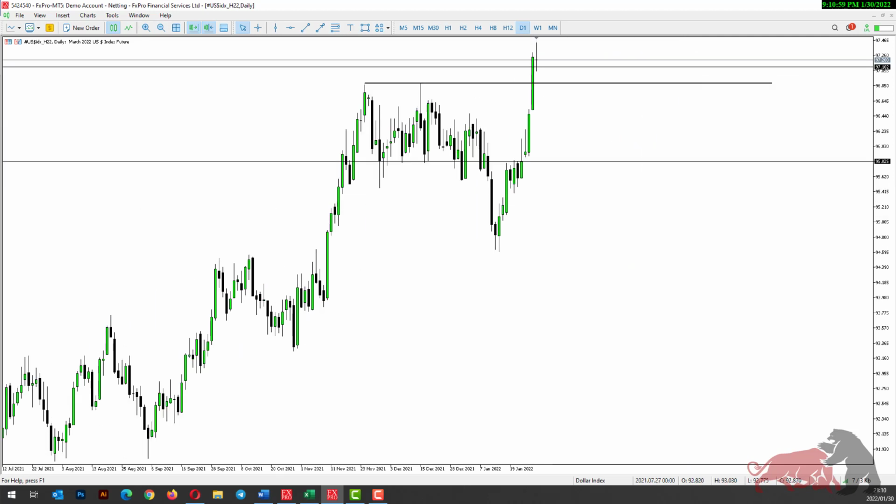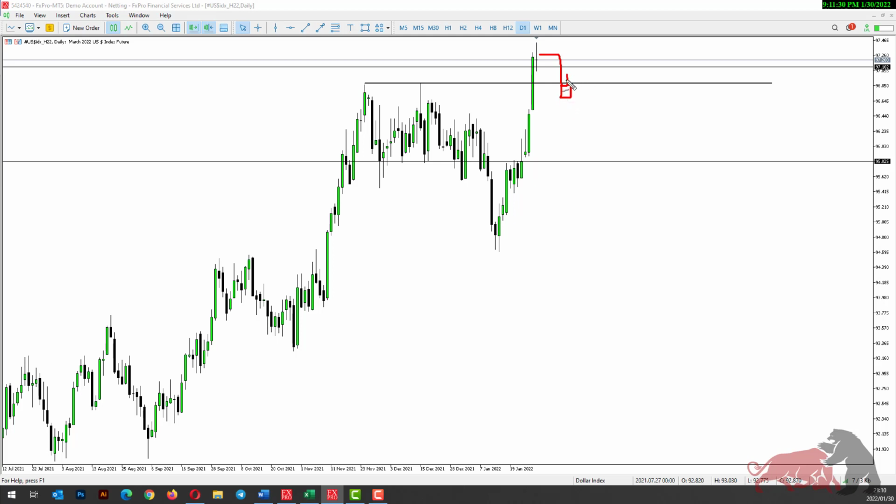You don't want to see price dropping into this level and then closing below. When that happens, that's a clear indication that the market is reaccumulating for another push to the upside, right? When that happens, you wait.